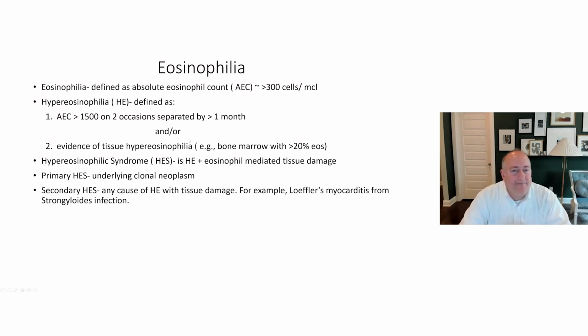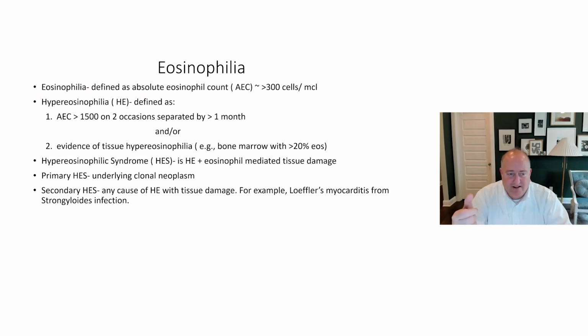All right, eosinophilia. Eosinophilia is defined as an absolute eosinophil count of approximately 300, but hypereosinophilia is defined as an absolute eosinophil count of 1,500 on 2 occasions. If you have that separated by a month, then you, by definition, have hypereosinophilia. Hypereosinophilic syndrome is when you have hypereosinophilia plus evidence of end organ damage. That's what defines hypereosinophilic syndrome.